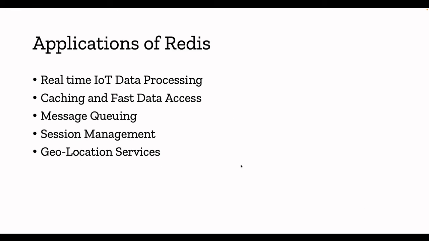These are some applications of Redis: real-time IoT data processing, caching and fast data access, and message queuing. Due to its incremental and decremental functionalities, which are available in Redis by default, message queuing is one very good use case for Redis. Session management is another use case we mentioned. Then geolocation services. For example, from an IoT perspective, today there is the Helium network, which has a lot of LoRaWAN gateways around your city. For all these gateway locations, we need to have latitude and longitude information.